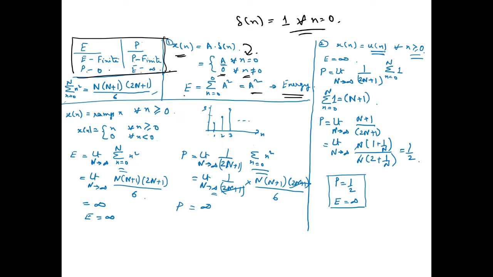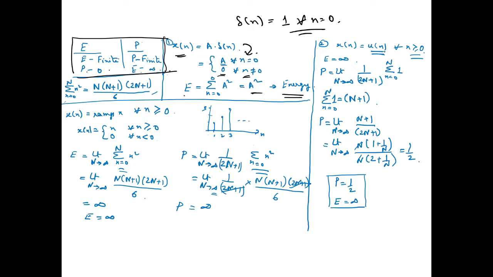What happens if A is infinite? If A is infinite, then this is not finite. So under this condition, if some value is given, it would be a definite value. So you have to write that if A is finite, then this x[n] equals A multiplied by delta[n] is an energy signal.